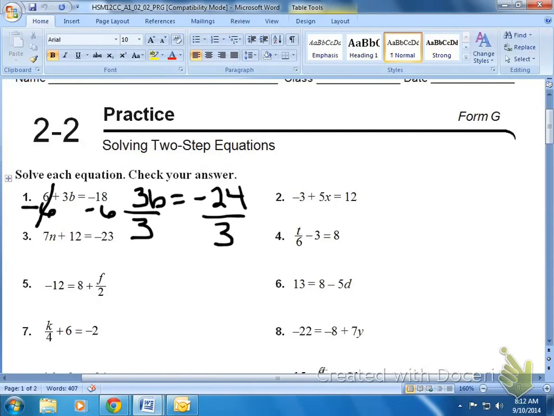All right? So the 3's cancel out. And you're left with b on the left side. What is negative 24 divided by 3? Negative 8. Very good. All right, so that's how you complete a two-step equation. Same thing as yesterday with the one-step equations. Same as Monday, except that now you have something attached to your variable.